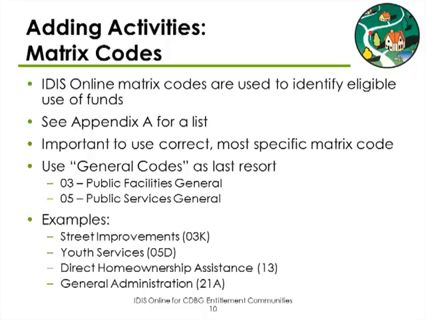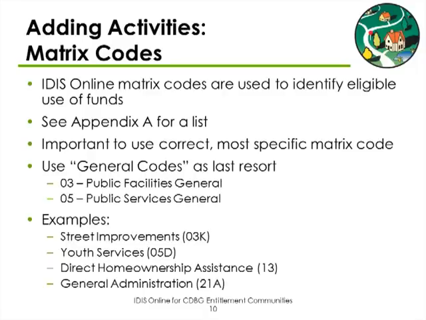Take a close look at the matrix codes and public facilities. You will see they all begin with 03, and most are followed by a letter, such as 03A or 03B, to identify very specific types of facilities assisted. 03A is used for senior centers, and 03B is used for facilities that serve the disabled. The last code listed, 03 without a letter, is a general code for facilities. HUD would like you to use the codes with letters, and only use 03 as a last resort.